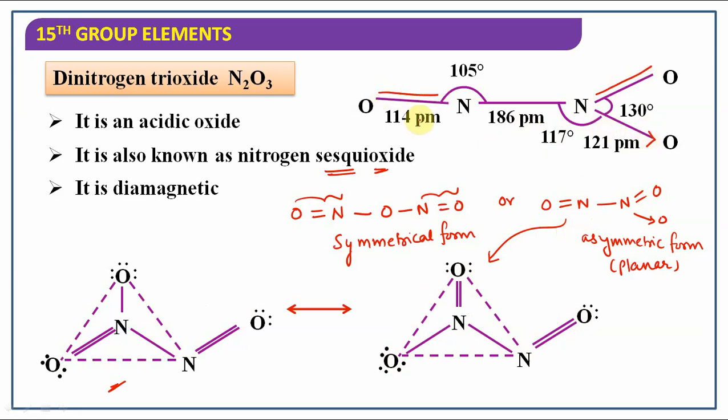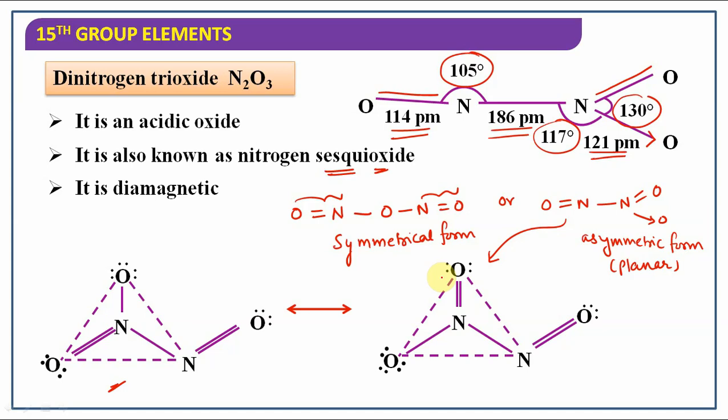This bond length is 114 picometer. This bond length is 186 picometer. This bond angle is 130 degree. Two bond angles are possible. And another bond angle here, this one. This is 117 degree and this bond length is 121 picometer. But these aspects they won't ask, but generally for information purpose we are giving it. Is it clear? Hope you understand that, right?